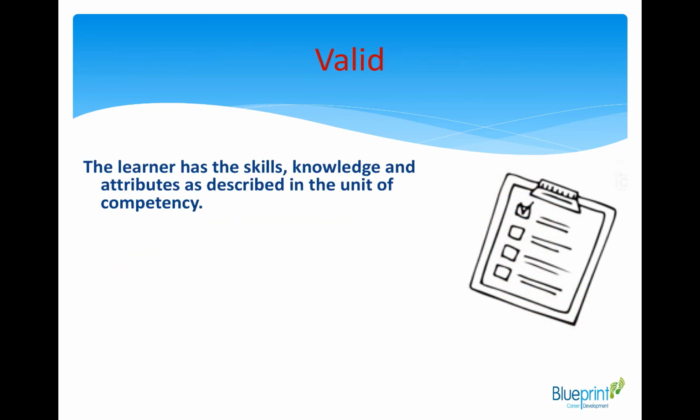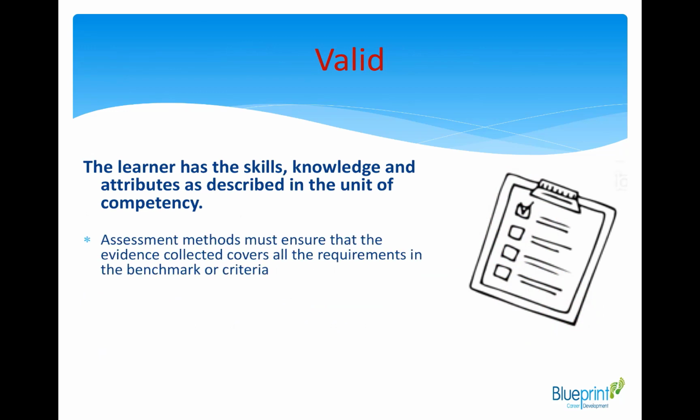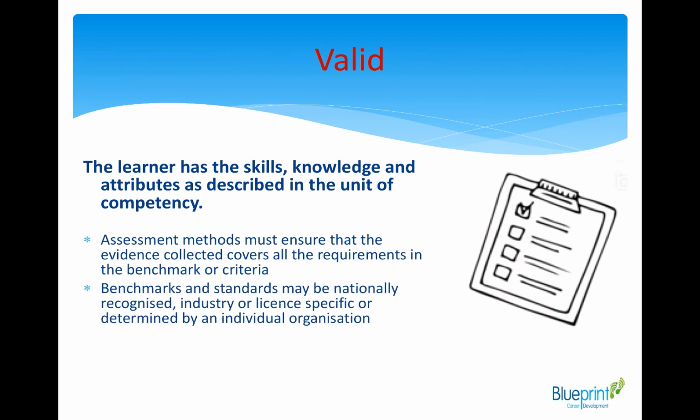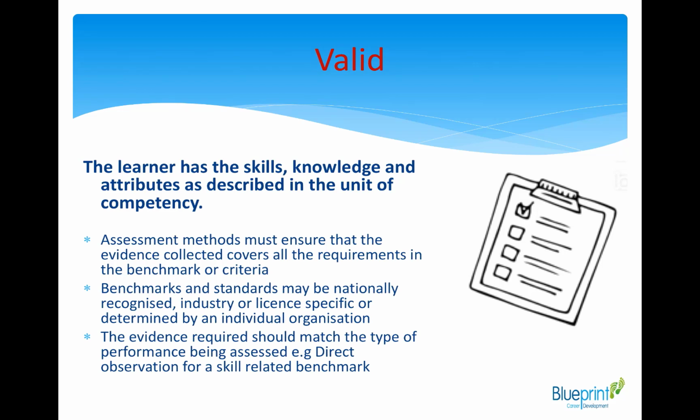So let's go through those one by one. Valid is about the learner having the skills, knowledge and attributes as described in the unit of competence. So you must make sure that you have unpacked the unit of competence really carefully. Valid means that there's a clear relationship between the evidence requirements of the unit and the evidence on which the assessment judgment is made, so the evidence that the student produced.